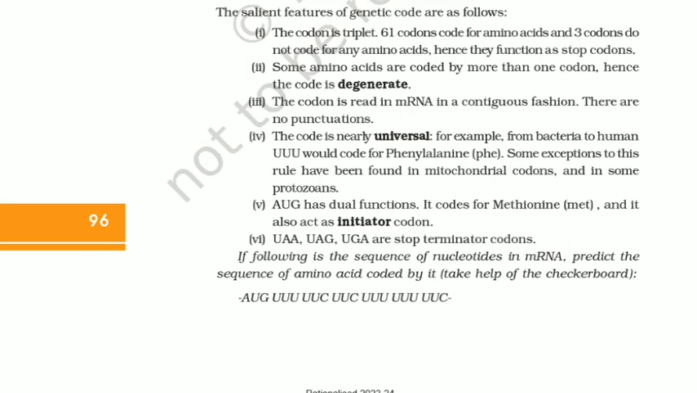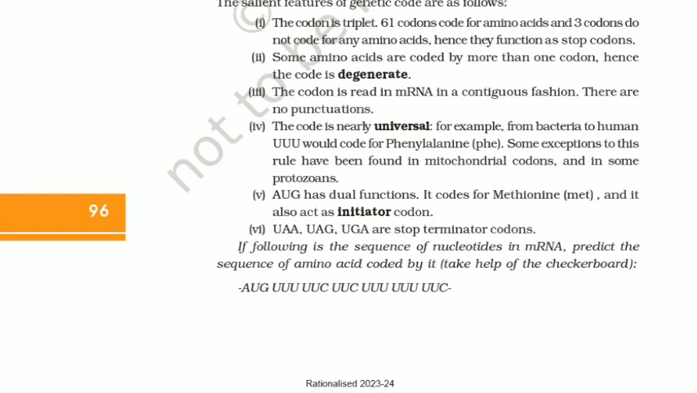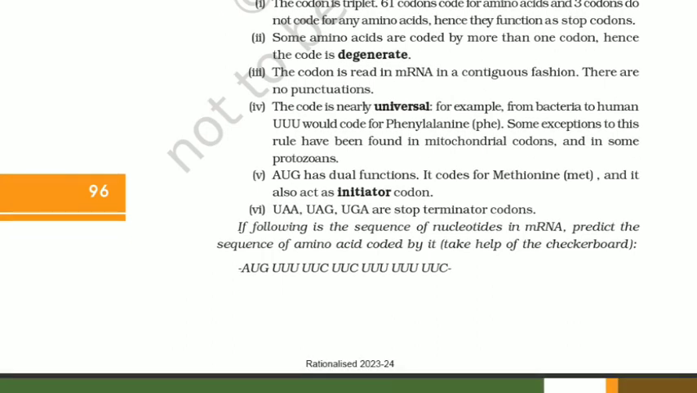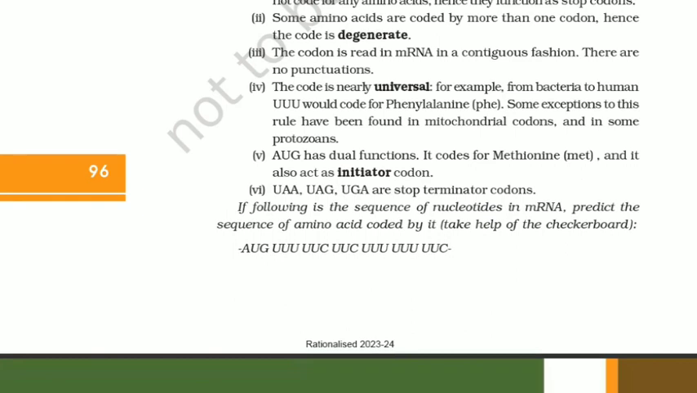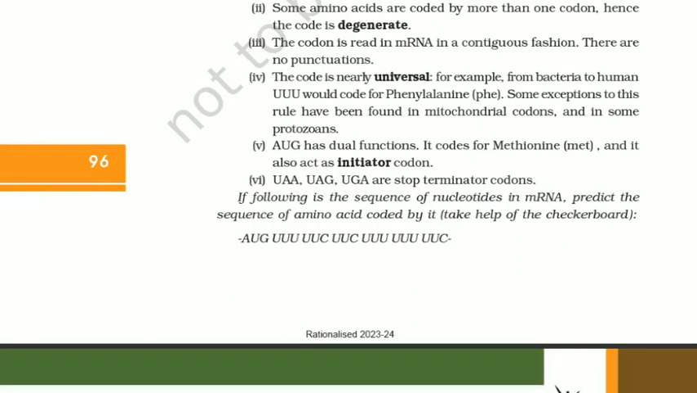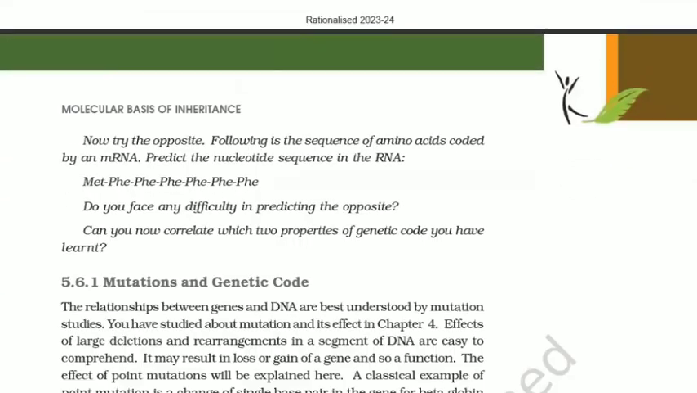There are no punctuations. Number 4, the code is nearly universal. For example, from bacteria to human, UUU would code for phenylalanine. Some exceptions to this rule have been found in mitochondrial codons and in some protozoans. Number 5, AUG has a dual function. It codes for methionine and it also acts as the initiator codon. Number 6, UAA, UAG, UGA are stop or terminator codons.